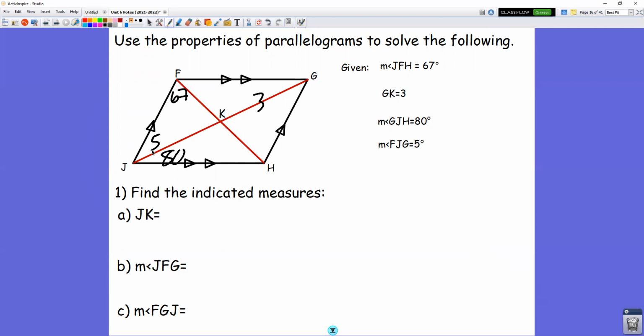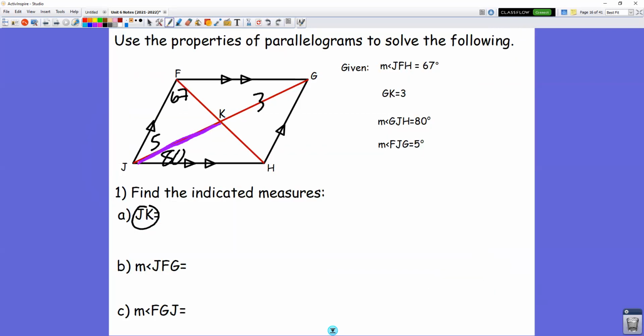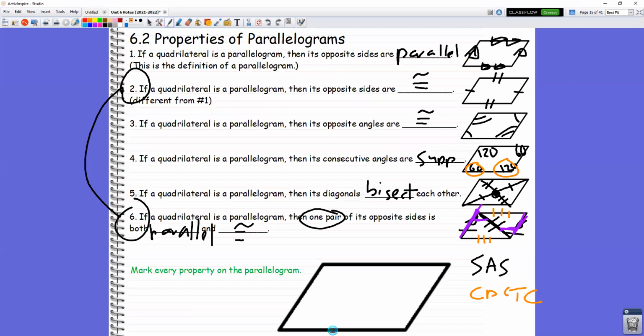And so the first question is, okay, we want JK. Well, JK is this little purple length right here. And so what we have to do is ask ourselves, and I'll go back on the notes here, if you look at your properties and you ask yourself, okay, what is JK? JK is this purple segment there. Is JK one of the pairs of opposite sides? And the answer is no. And so we can't use properties 1 and 2.